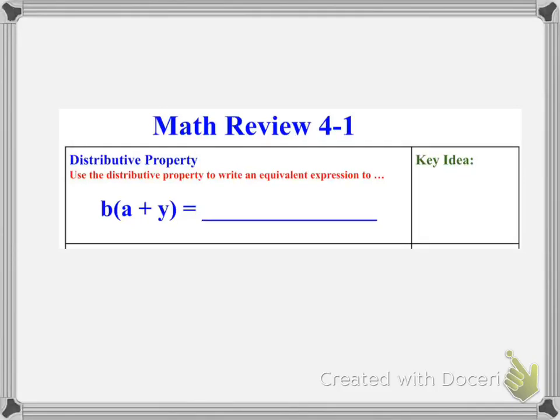Okay, this is Math Review 4-1. We're going to start with the distributive property. If you remember anything about the distributive property, then you know that this letter B on the outside is separated with the parentheses from the A and the Y. So that little separation with the parentheses means that we're going to have to multiply.